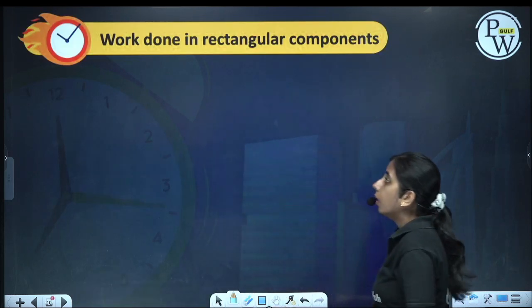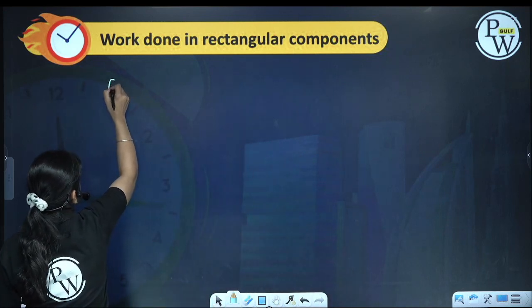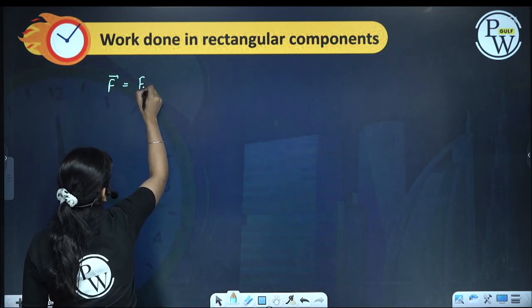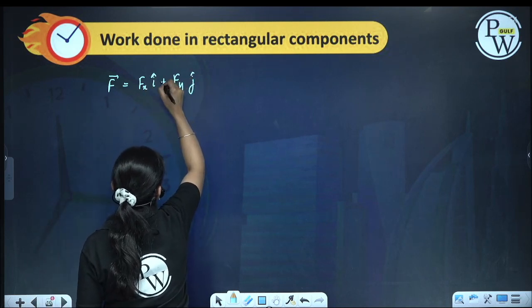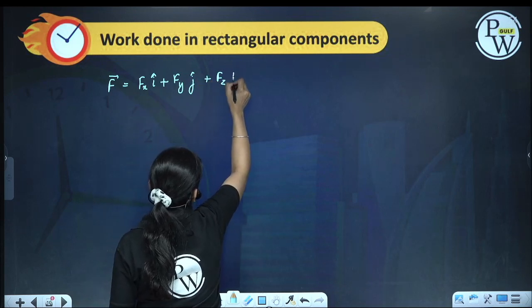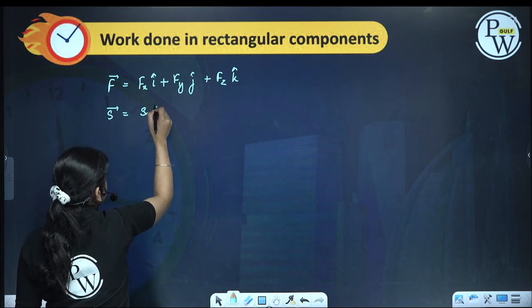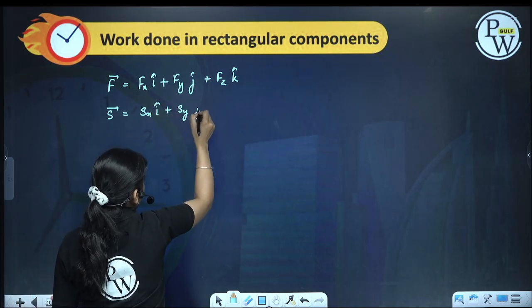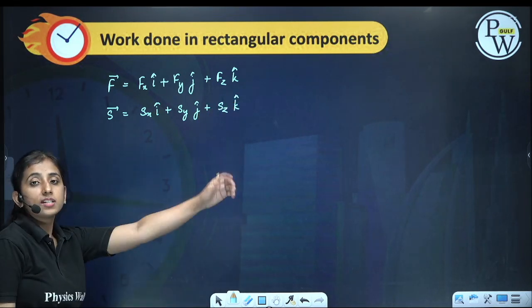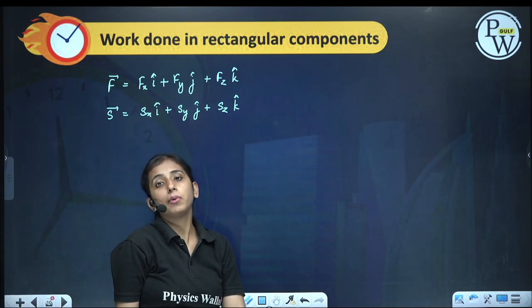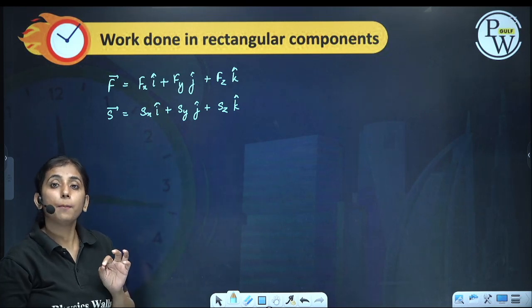Let's move forward. Work done in rectangular components. Now force is a vector. If we have force as Fx i cap plus Fy j cap plus Fz k cap, and displacement as Sx i cap plus Sy j cap plus Sz k cap. A force is acting, Fx i cap plus Fy j cap plus Fz k cap on a body, and displacement is Sx i cap, Sy j cap plus Sz k cap.